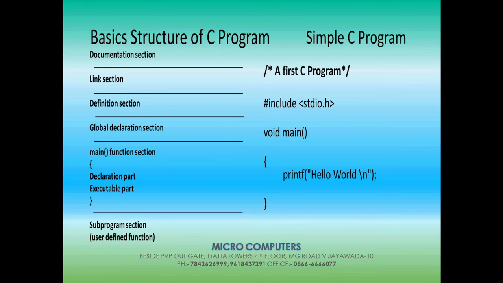This section contains two parts, that is the declaration and executable part. The declaration part declares all the variables used in the executable part. There is at least one statement in this executable part. These two parts must appear between the opening and closing braces of the main function.